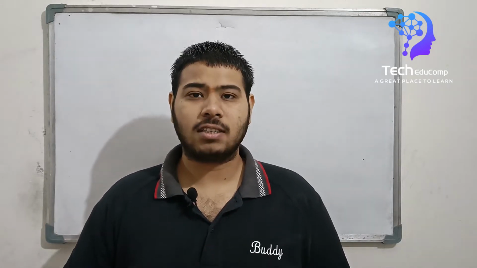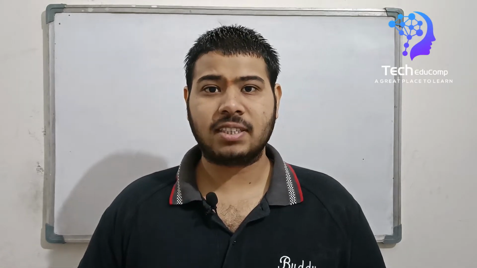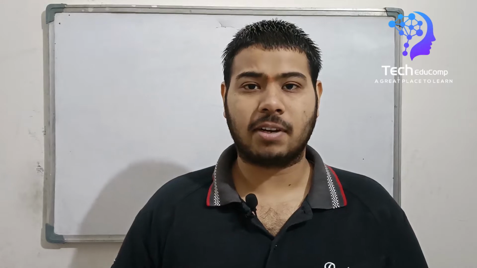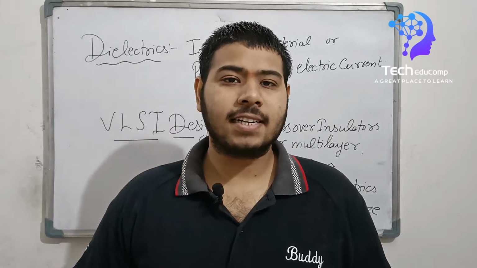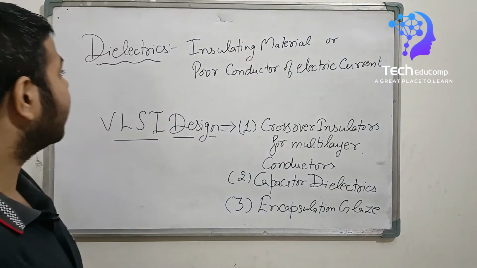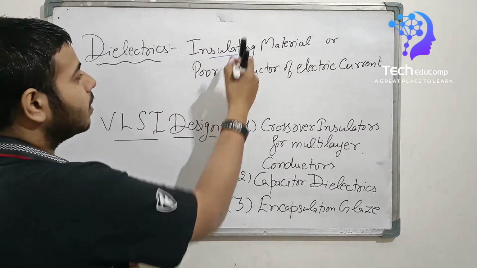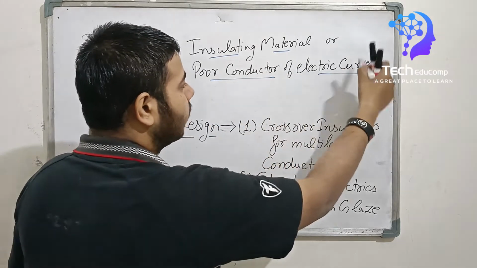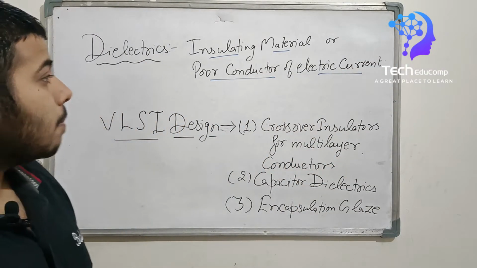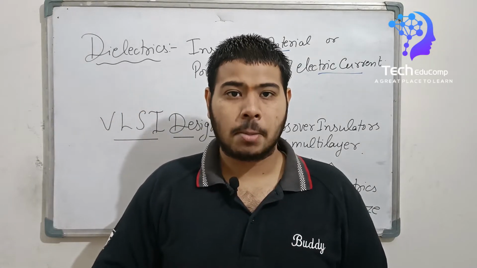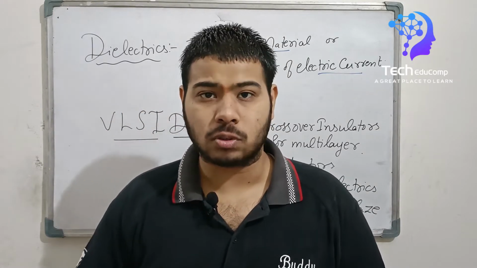So let's start today's topic, the dielectrics and the resistors used in thick film technology. So let's understand what we mean by the dielectrics. A dielectric is an insulating material, or you can say it is a poor conductor of electric current. Why? Because when you place dielectrics in an electric field, practically no current flows.